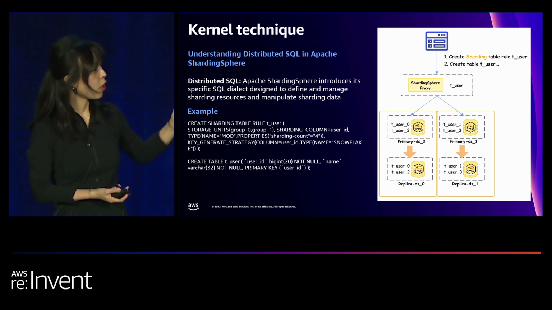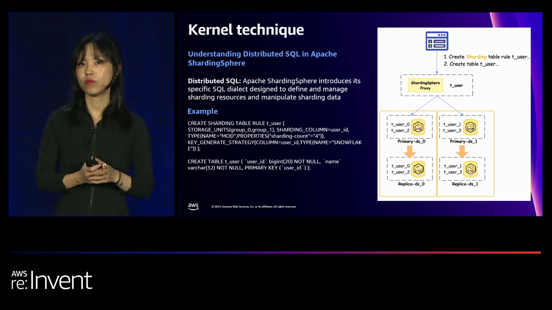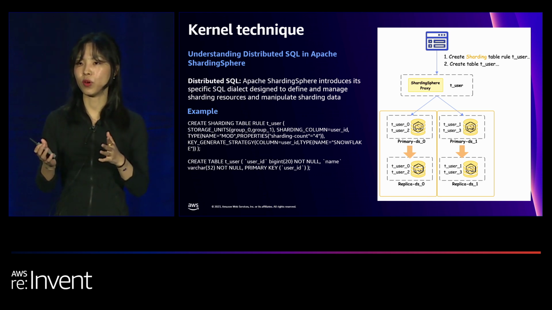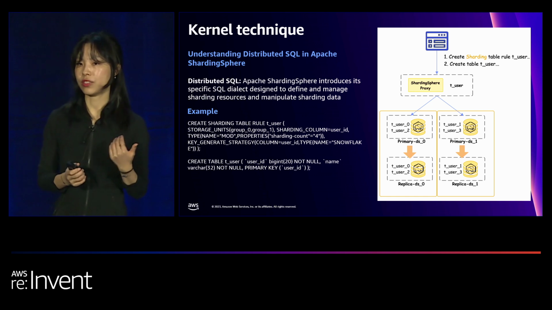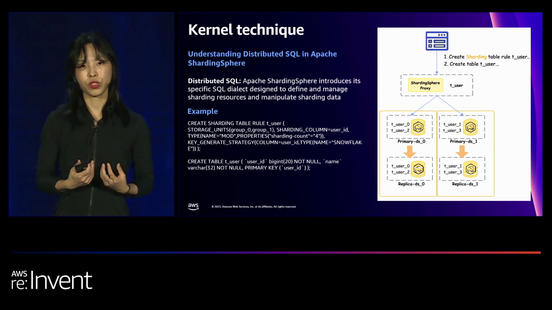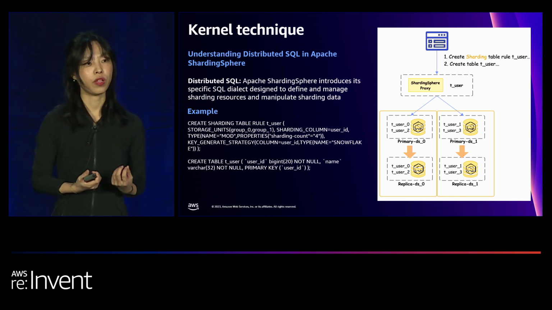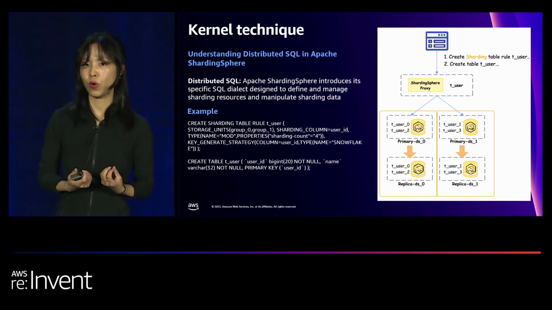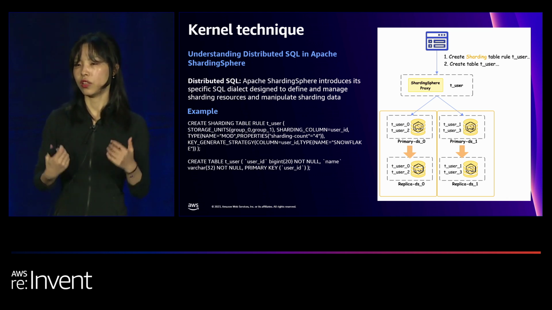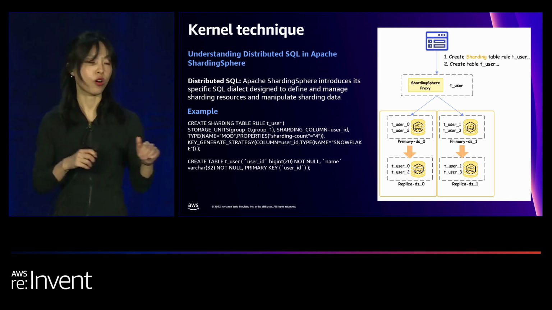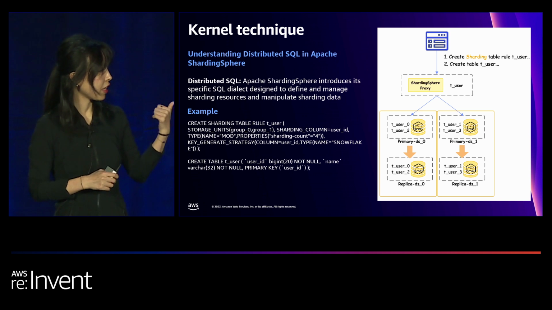If we want to just create a single table, then you can just create a table to user, right? That's all. But now we hope that ShardingSphere proxy helps to create a sharding table. That means this sharding table has a lot of partitions. They have a lot of shards located in different storage nodes. So here I give an example.